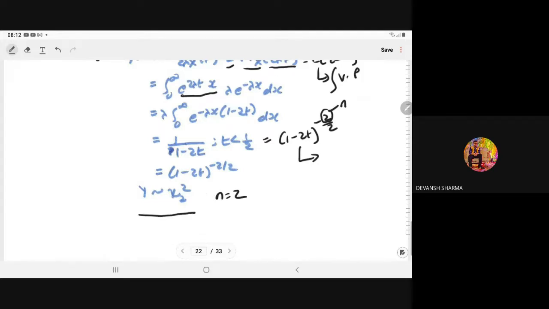So is there any doubt in the derivation? Anyone? How I am deriving? I'm using the basic properties to determine the distribution for the function of the random variable.